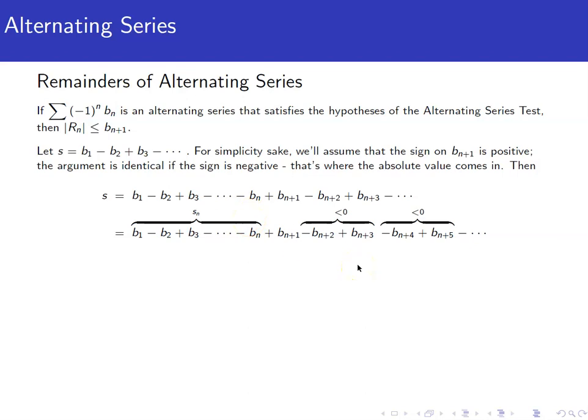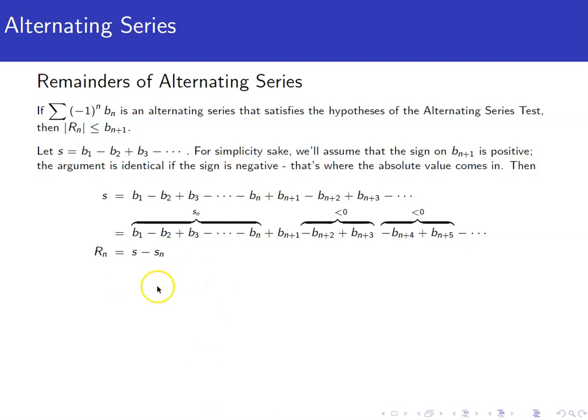Now let's look at the rest of this piece. If I look at negative b sub n plus 2 plus b sub n plus 3, we know we have decreasing terms. That's the hypothesis of the alternating series test. This value has to be less than 0, this value has to be less than 0, and so on down the line. And again, that's because the sequence of terms decreases.